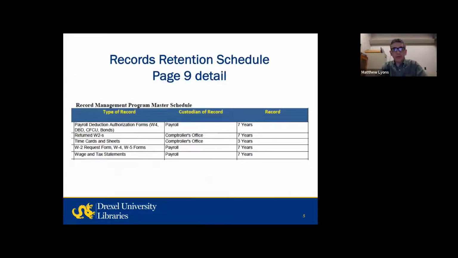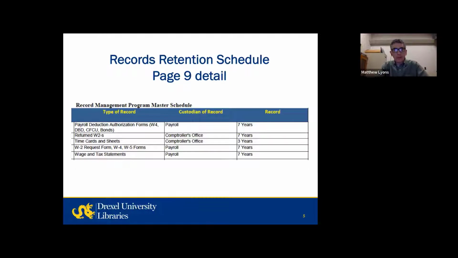Now let's take a closer look at some examples. This is a detail from page 9 of the retention schedule, which shows the top few listings and leaves out the 2 left-hand columns so that we can zoom in a bit more. All of these listings are in the general category of accounting and finance, and within that, the specific category of payroll. So on the first line, we see that for payroll deduction authorization forms, the custodian of record is the payroll office, and the retention period is 7 years.